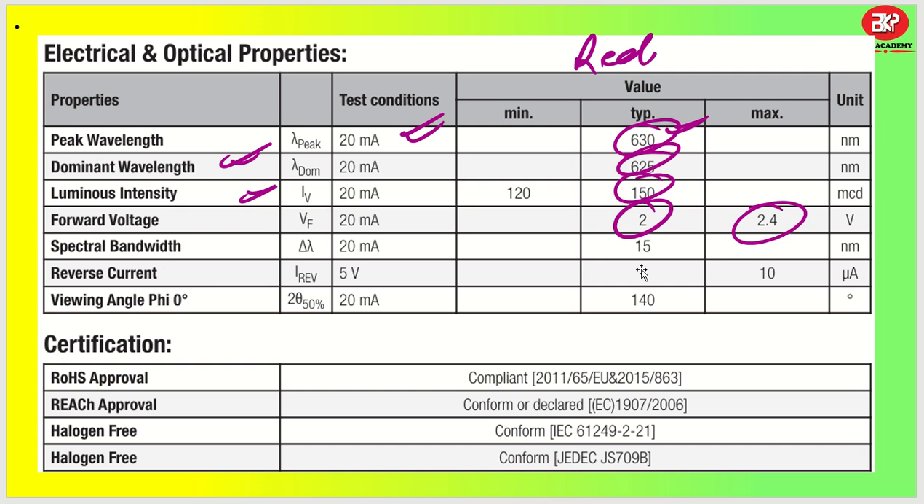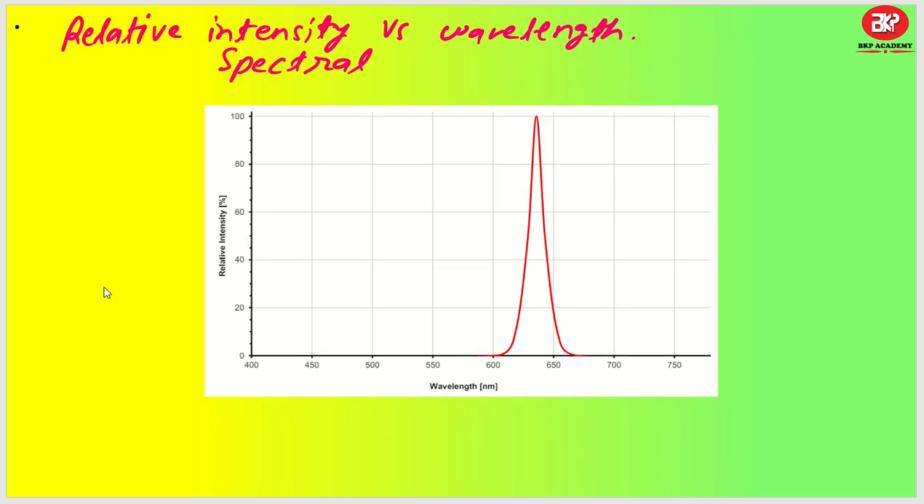The spectrum bandwidth will be 15 nanometers. As I told you just now, this is the wavelength that was there, right? So the spectral width will be 15 nanometer only. Coming back to reverse current, reverse current will be just 10 microampere, and we have the viewing angle, which is 140 degree. We have RoHS approval, REACH approval, and halogen free. All these things are always there. So this particular LED is a good part for your selection. You can see wavelength and intensity, for example relative intensity versus spectral wavelength. How is it going to be? 630 nanometer.